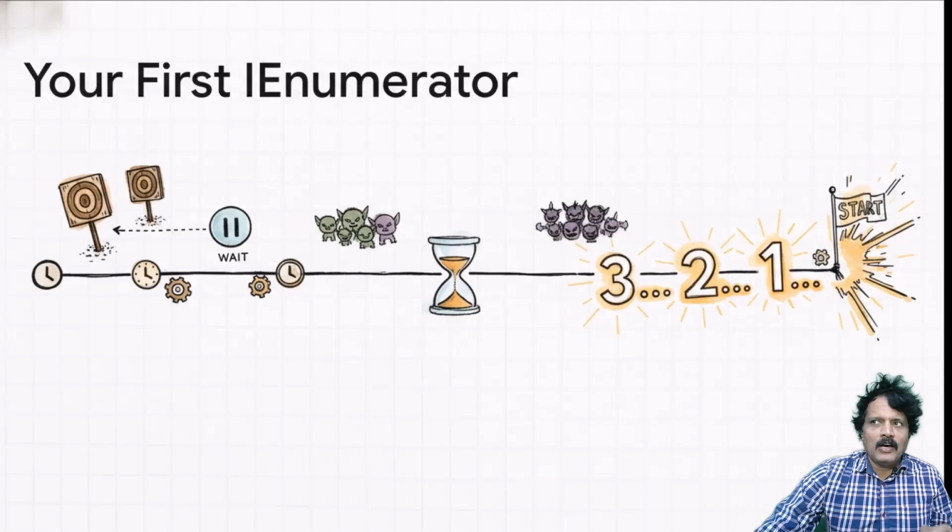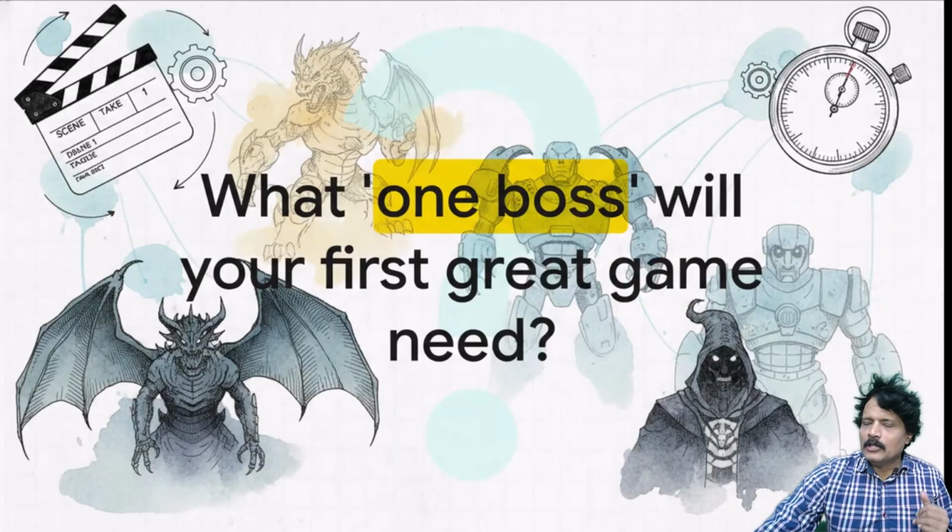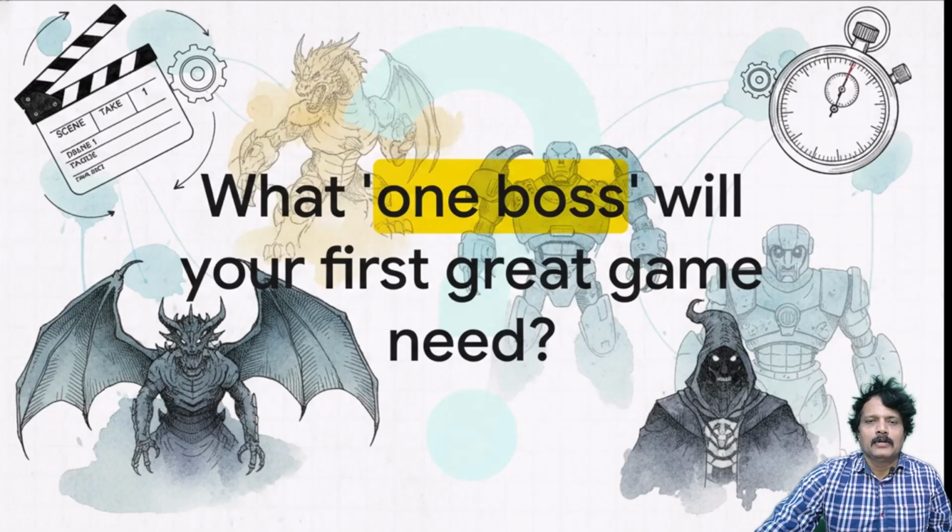And for your first coroutine, just think about anything in your game that means delay or a pause. You could use it to automatically spawn some targets after the game begins, create a little breathing room between waves of enemies, or of course, build that classic 3, 2, 1, go. So there you have it, the director and the stopwatch, two of the most powerful tools you have for bringing order to your game's chaos. And that really just leaves one question: what one boss is your next great game going to need?